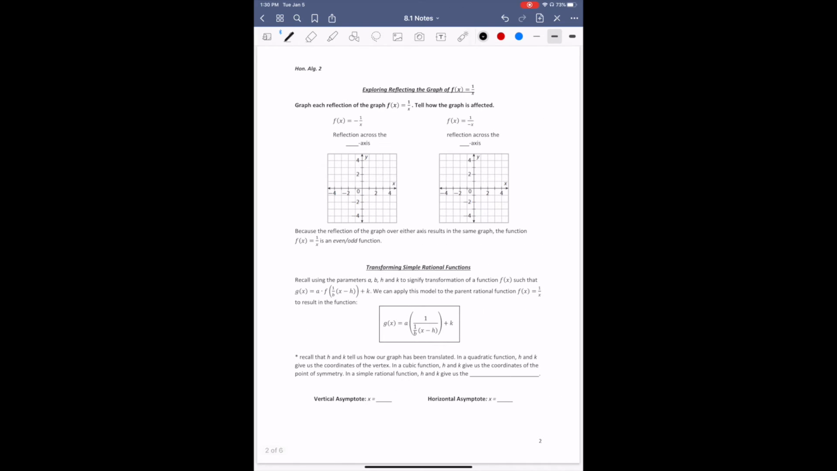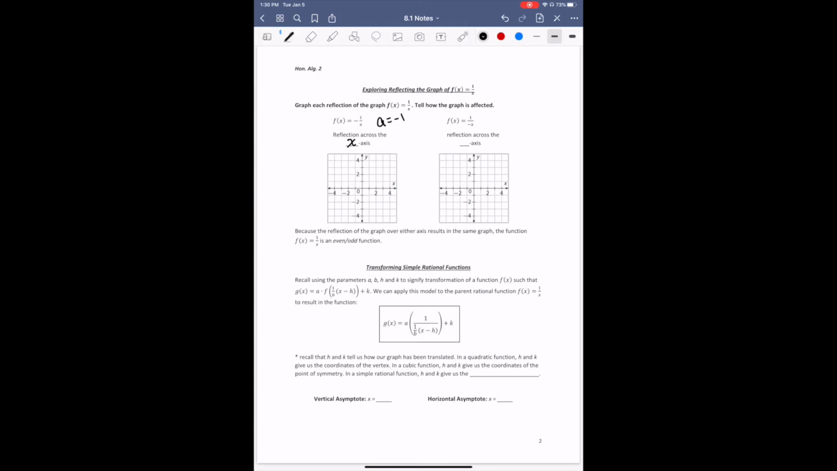All right, now let's go ahead and look at the graphs of 1 over x. We're going to graph using a couple of transformations here. The first one, we have f of x equals negative 1 over x. So this is what we're looking at here. When we have a negative on the outside of the fraction, that is a reflection over the x-axis. Okay, this means that our a value is negative 1.